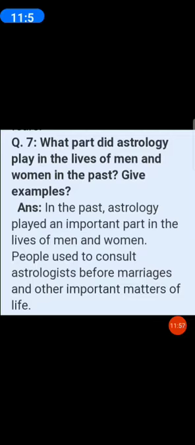Answer is, in the past, astrology played an important part in the lives of men and women. People used to consult astrologists. An astrologist is a person who is expert in astrology or who has some knowledge about the movement or rotation of the stars and their effects on the lives of people. That is why people used to consult, means they used to go to those people to get some suggestions from them about their lives or important decisions of their lives. People used to consult astrologists before marriages and other important matters of life.